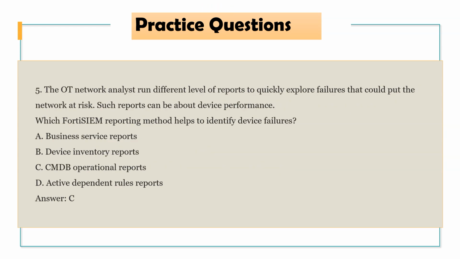5. The OT network analysts run different levels of reports to quickly explore failures that could put the network at risk. Such reports can be about device performance. Which FortiSIEM reporting method helps to identify device failures? A. Business service reports. B. Device inventory reports. C. CMDB operational reports. D. Active dependent rules reports. Answer: C.